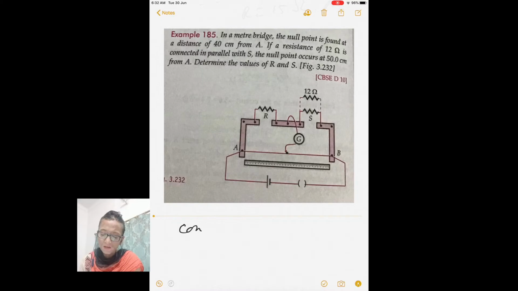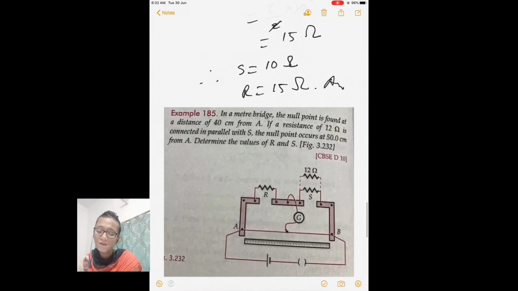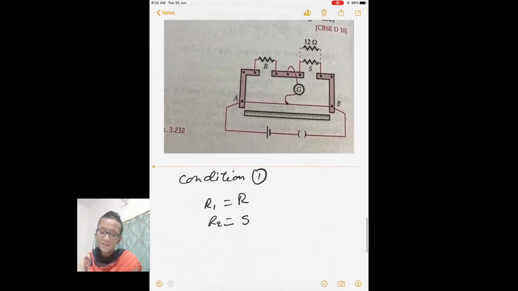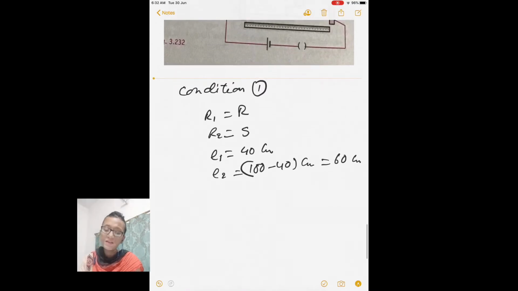So condition 1, R1 is equal to R, R2 is equal to S, and L1 is equal to 40 centimeter, and L2 is equal to 100 minus 40 centimeter. This is equal to 60 centimeter. So this is condition 1, and condition 2.